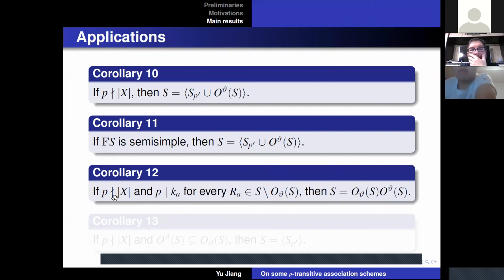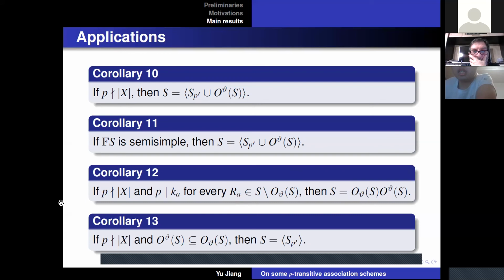Another corollary. If P doesn't divide the size of X and P divides the valency k_a for every non-thin relation r_a, then S equals the complex product of O_theta of thin radical and thin residual. Another corollary is that if P doesn't divide the size of X and the thin residual is contained in the thin radical, then S is generated by S_P prime.